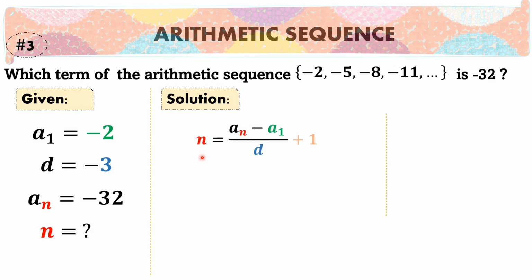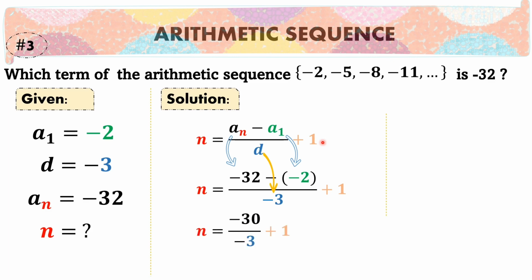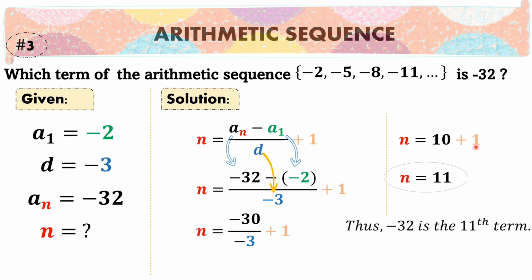Formula for n is A sub n minus A sub 1 over D plus 1, where A sub n is negative 32, A sub 1 is negative 2, and D is negative 3. Perform the operations. Negative 32 minus negative 2 is negative 30, over negative 3, plus 1, which is 10 plus 1. N is 11. Thus, negative 32 is the 11th term.